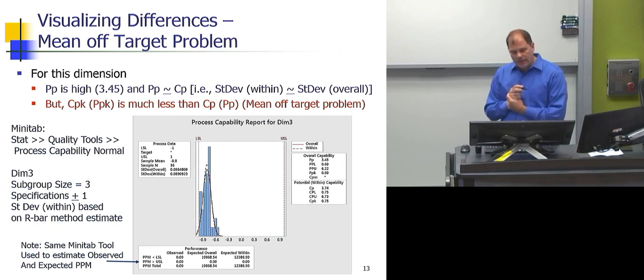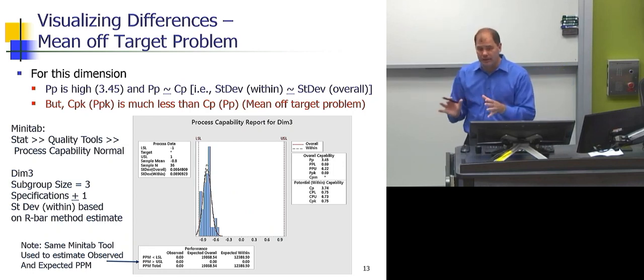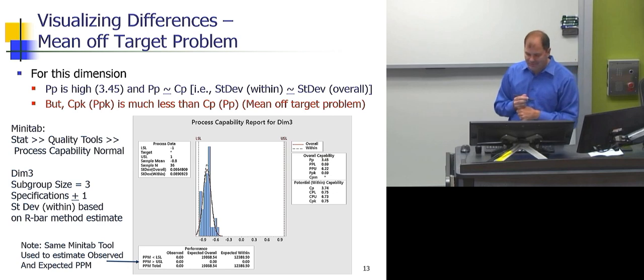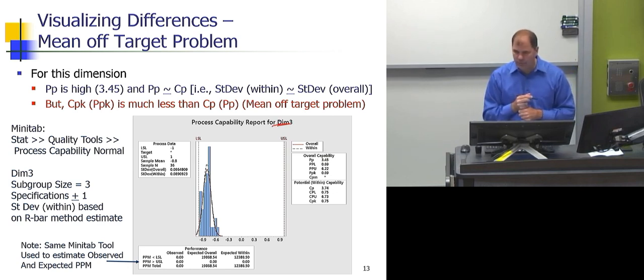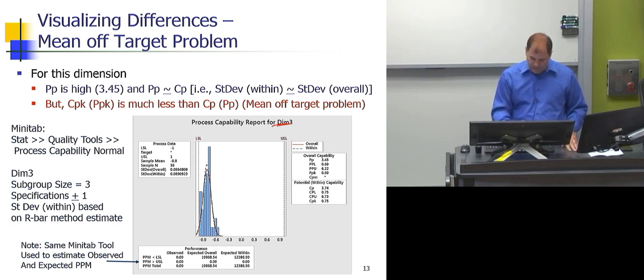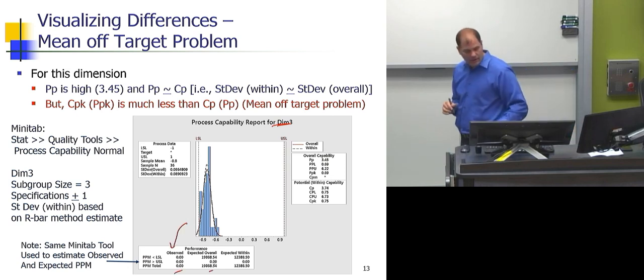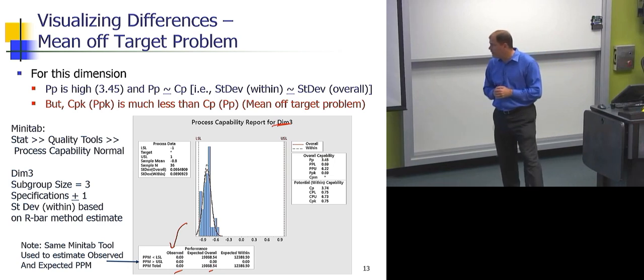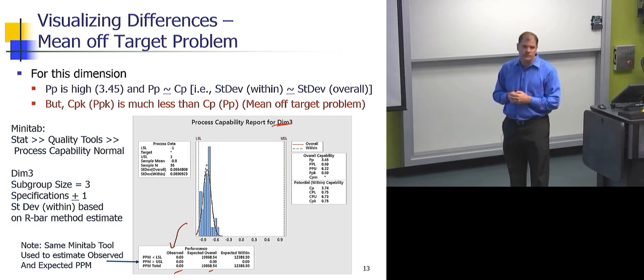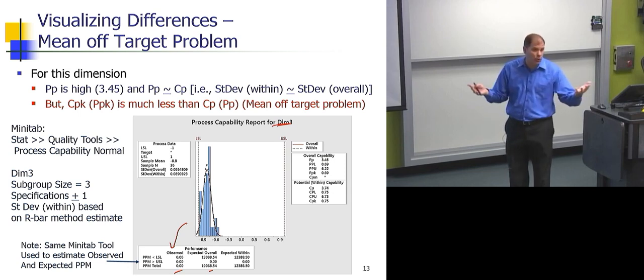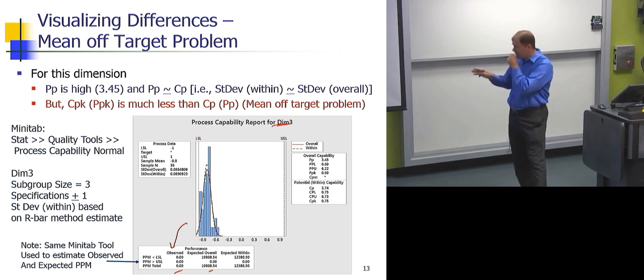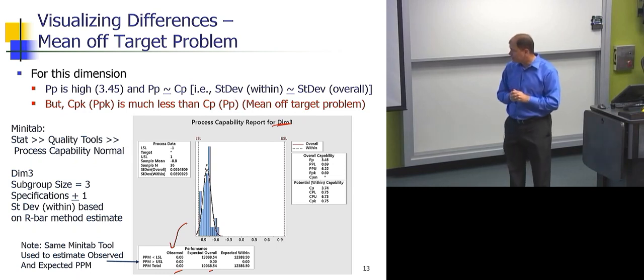All right, let's think about these as what do they look like based on their numbers. Let's say we took data. In this case, we have dimension 3, and we made the following. We have observed ppm of 0, and our expected ppm is also quite low. We're still assuming that that distribution crosses over, if I filled in a normal curve.